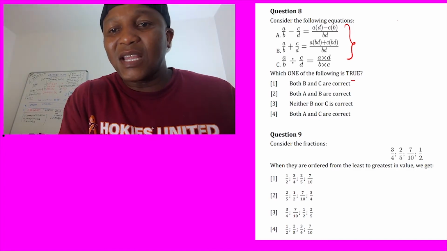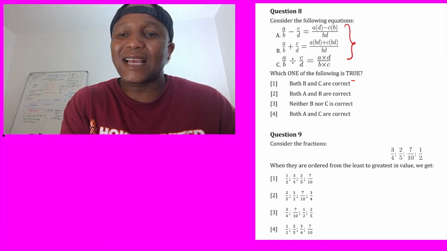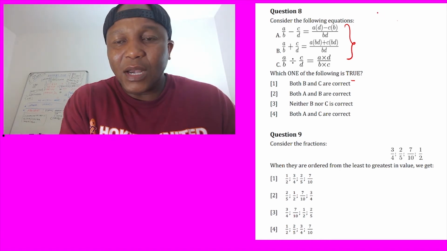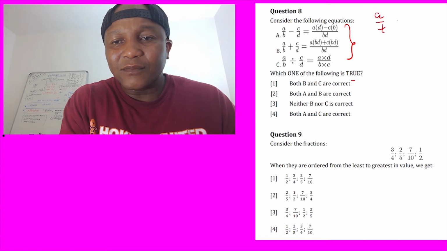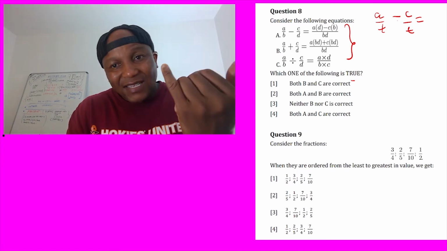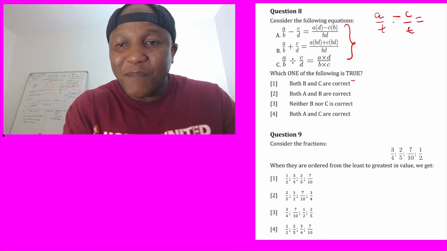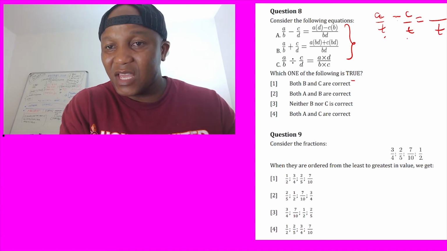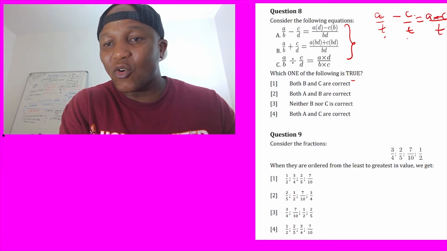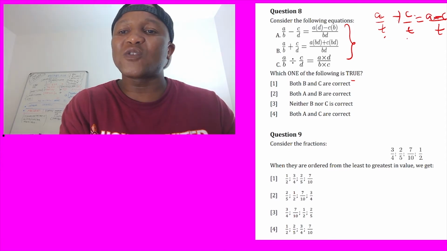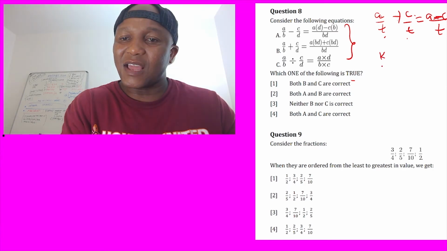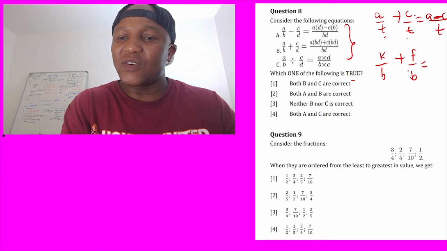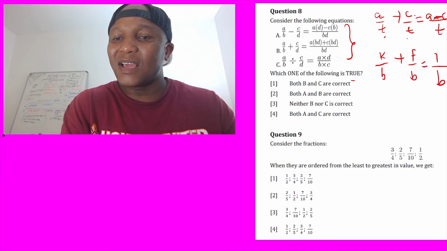So now they give a fraction, but in letters. If somebody gives, for example, A over T minus C over T, even if it's plus, what you do, if it's plus or minus and the bases are the same, only when the bases are similar, you write only one base, and then you write exactly here, A minus C. But you only do this when it's a plus or minus. So even if it was plus here, you would do the same thing. Let's say K over B plus F over B. You see, the bases are the same, so I write only one base, and there's K plus F.